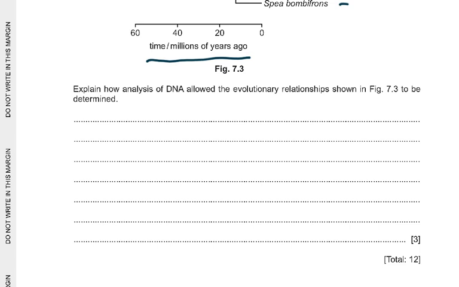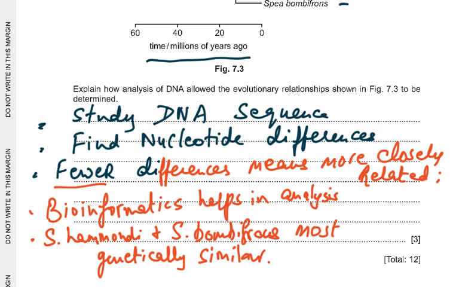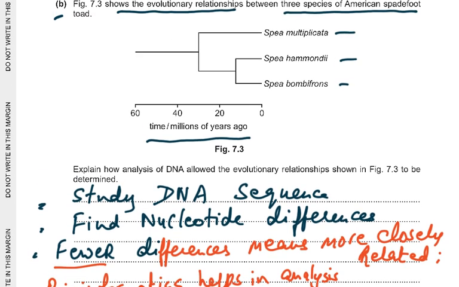And S. hammondi and S. bombifrons have the fewest genetic differences, so they are the most genetically similar. So we study the DNA sequence, we find the nucleotide differences. Fewer differences means they're more closely related. Bioinformatics helps in further analyzing the whole data. And S. hammondi and S. bombifrons are the most genetically similar. Now these are these two.